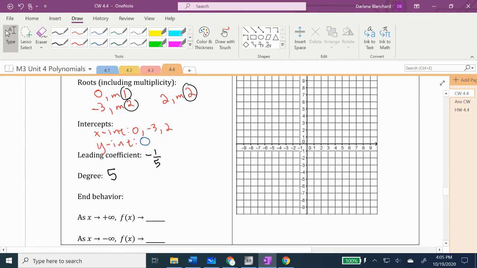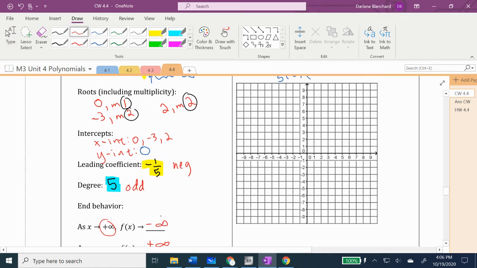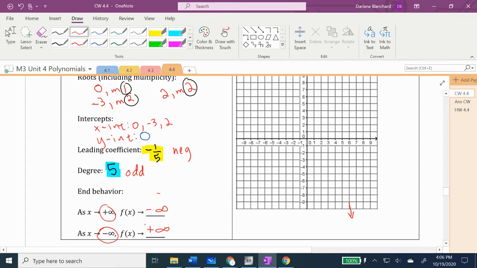I can determine my end behavior by first looking at the leading coefficient. The leading coefficient is negative. That means on the right end, I head down to negative infinity. Then the next thing I look at is my degree. I have an odd degree. That means that the left end will do the opposite, up to infinity. And now I've got a little bit of information to graph. So this is saying the right end of my graph heads down. The left end of my graph heads up.